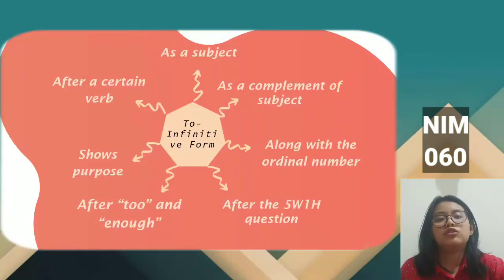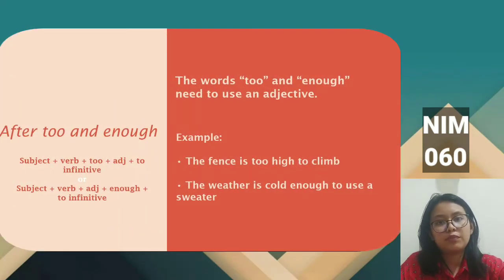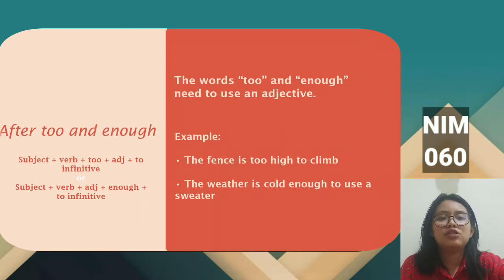The next one is after too and enough. The pattern for too is subject plus verb plus too plus adjective plus to infinitive. And the pattern for enough is subject plus verb plus adjective plus enough plus to infinitive. The words too and enough need to use an adjective. That's why there's an adjective in the pattern. Example: the fence is too high to climb.